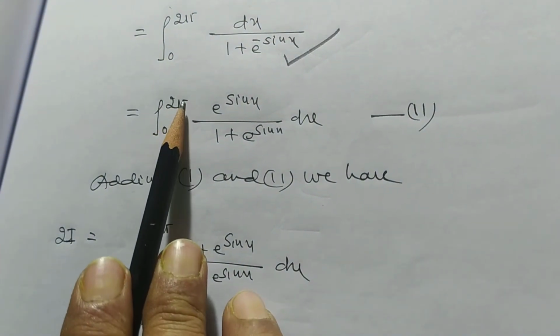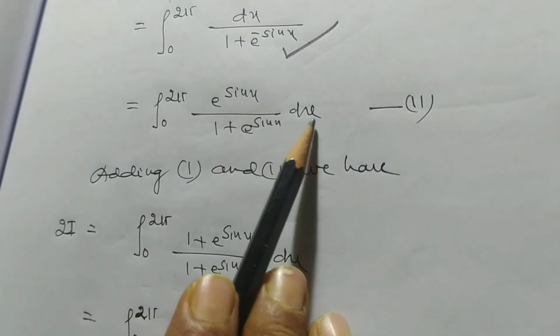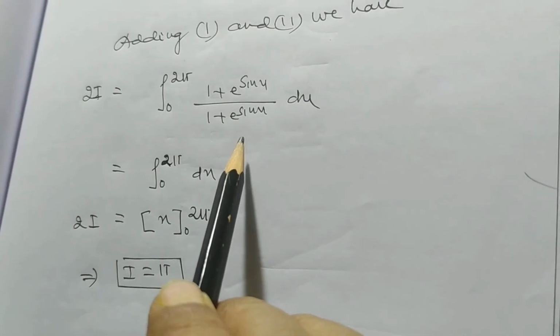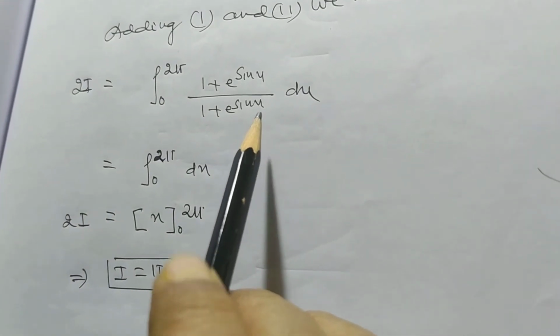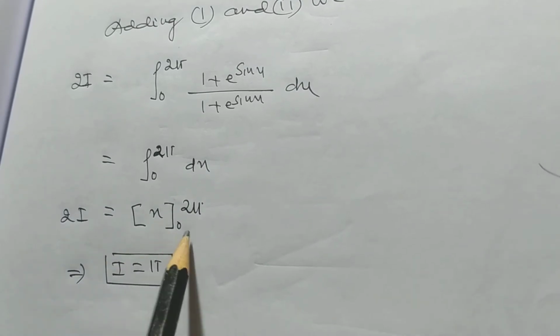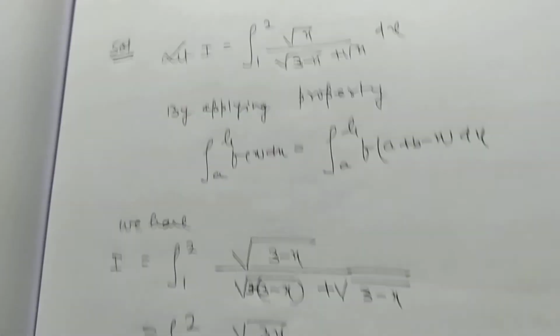And after simplifying, it will be integral 0 to 2 pi e to the power sin x by 1 plus e to the power sin x dx. So adding first and second, we have integral 0 to 2 pi of (1 plus e to the power sin x) by (1 plus e to the power sin x), integral 0 to 2 pi dx. So 2I is equal to x from 0 to 2 pi, so I is equal to pi.